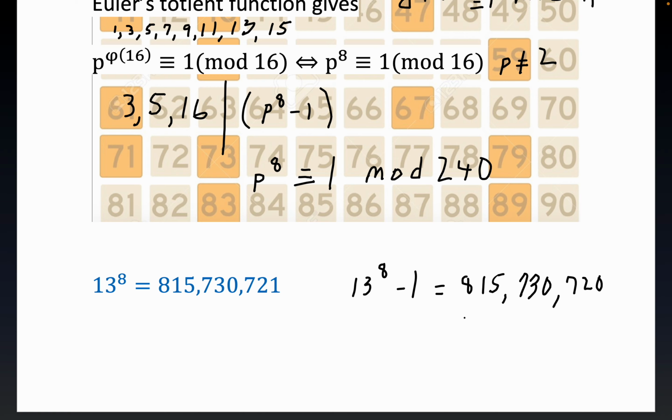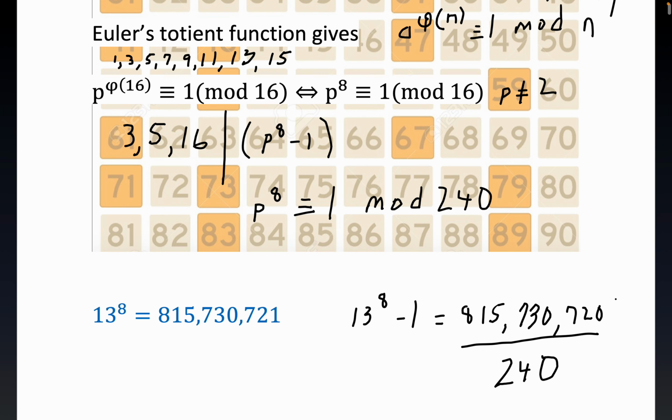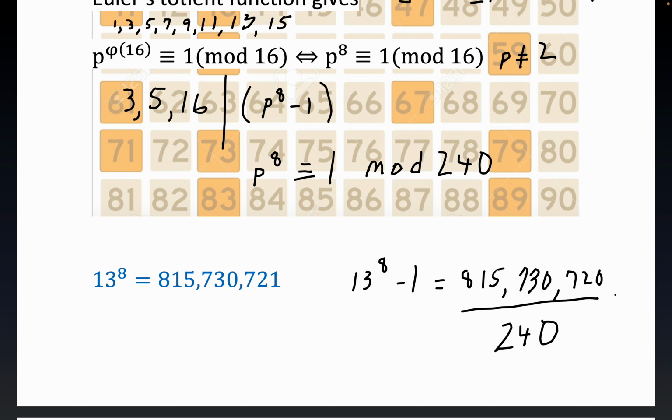So if we divide this by 240, now I don't know what that is, but it's guaranteed to be an integer, folks. And it's not hard to believe if you take a look at 240 divides 720, right? And it doesn't take much work to show that 240 without a calculator divides 815,730. So again, this is a member of the natural numbers. It's a member of n.